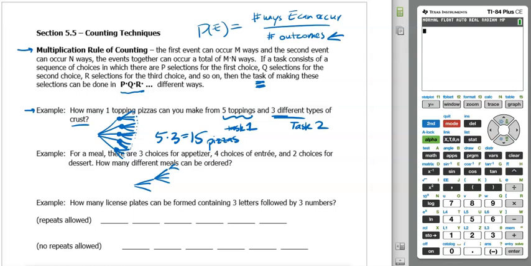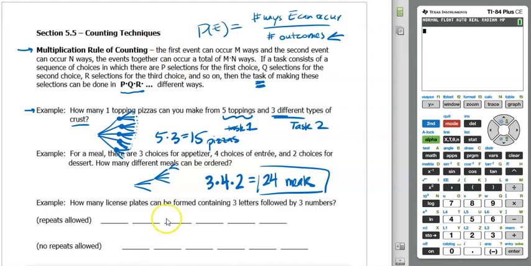And if we made this whole tree diagram, it would have a bunch of endings. In fact, it would have 3 times 4 times 2 of them, which is 24. So there are 24 different meals that we can choose, because there are 3 ways to accomplish task 1, 4 ways to accomplish task number 2, and then 2 ways to accomplish task number 3. And choosing the meal is made up of those 3 tasks.